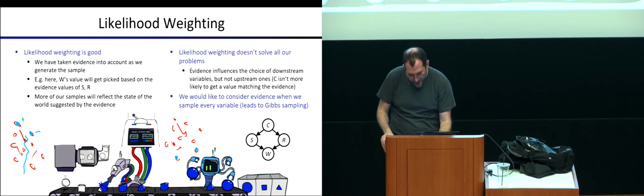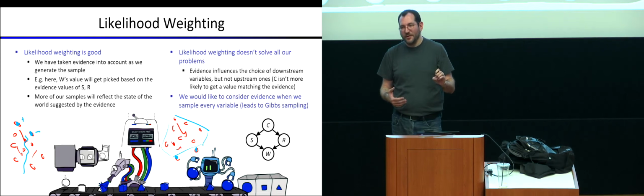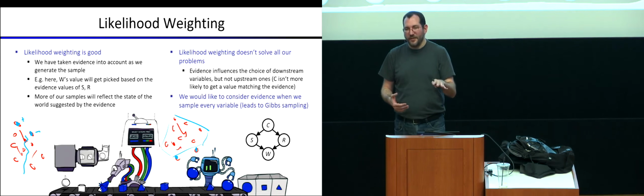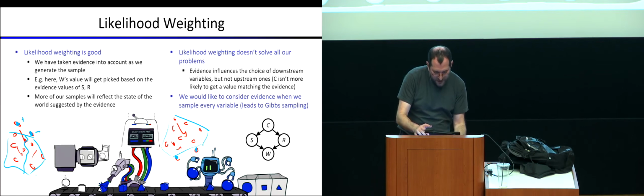And so as a result, everything upstream of your evidence doesn't take on values which are typical of scenarios where that evidence has that value. So in likelihood weighting, everything sort of downstream.